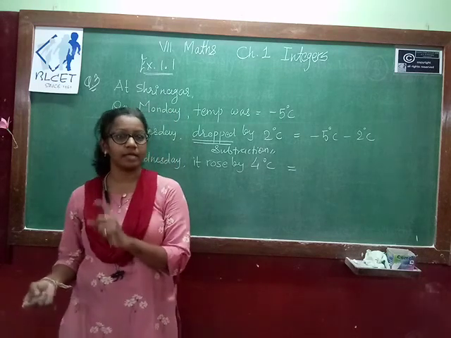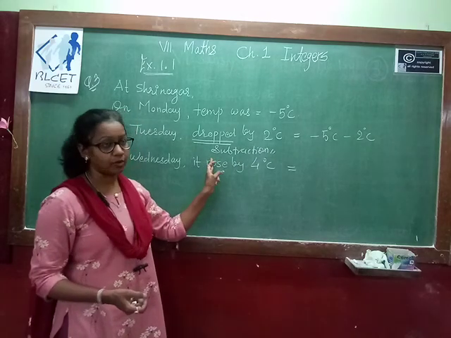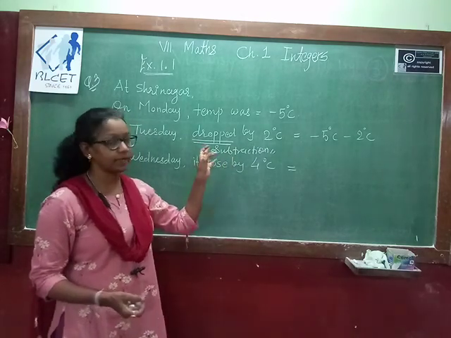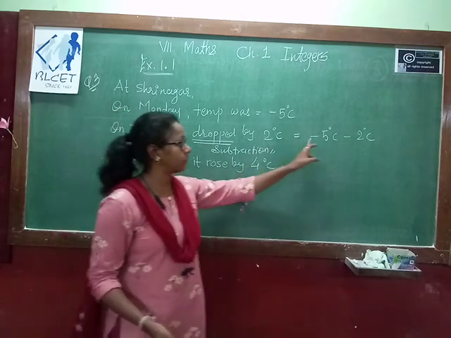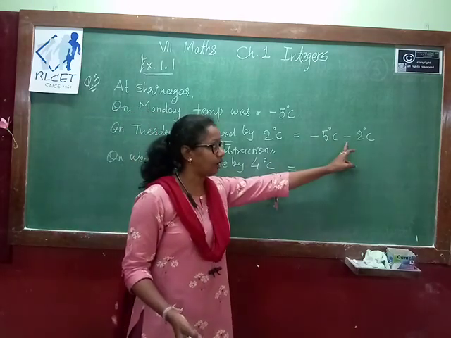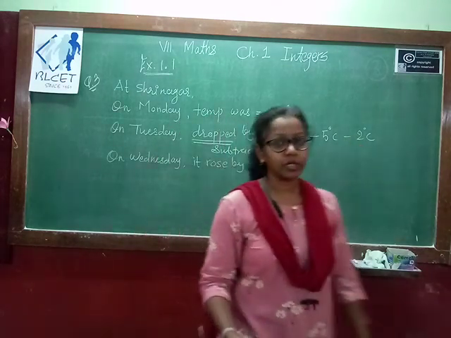These words are representing subtraction. So you have to always do subtraction whenever such kind of words are used in the question. So minus 5 degree Celsius, drop down by 2 degree Celsius means minus 2 degree Celsius. Then what is your answer?